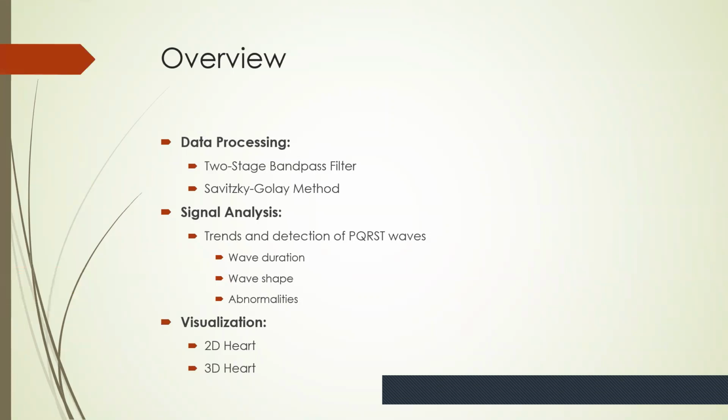As a quick overview, our code is broken into 3 sections: data processing, signal analysis, and visualization. We process the raw data using a 2-stage bandpass filter. We analyze the signal to look for wave duration, wave shape, and abnormalities, and we visualize the vectors on a 2D and 3D heart.